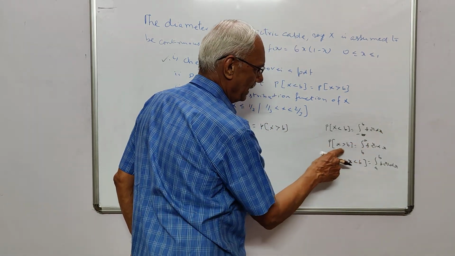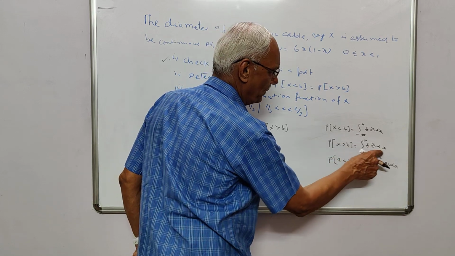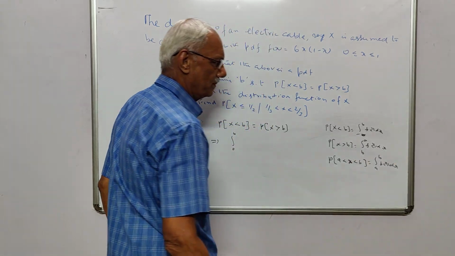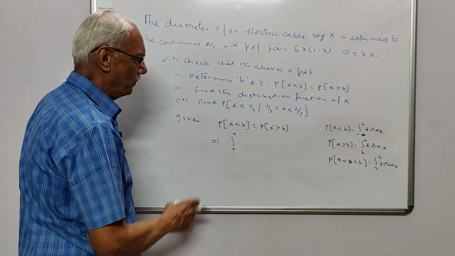The probability that X is greater than b is the integral from b to infinity of f(x) dx. The probability lying between a and b is the integral from a to b of f(x) dx. So this is the idea we now apply.